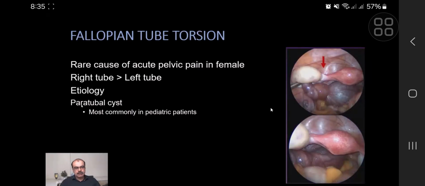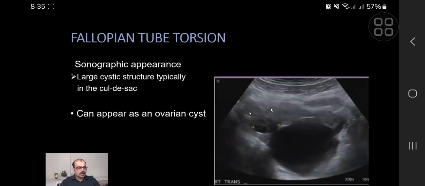Another thing which the patient presents with is fallopian tube torsion. We have a paratubal cyst normally associated with this, and this results in a torsion of the fallopian tube itself. The right tube is torsed more commonly than the left one. What you see on an ultrasound is a large cystic structure which is displacing the uterine body anteriorly, and this is very important because you are going to see this cyst in the cul-de-sac region.